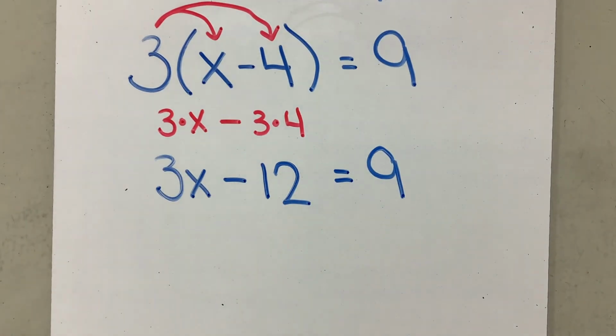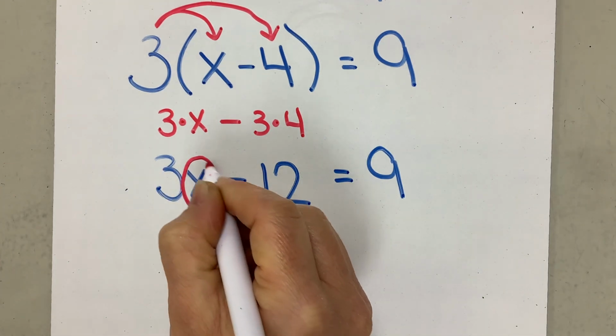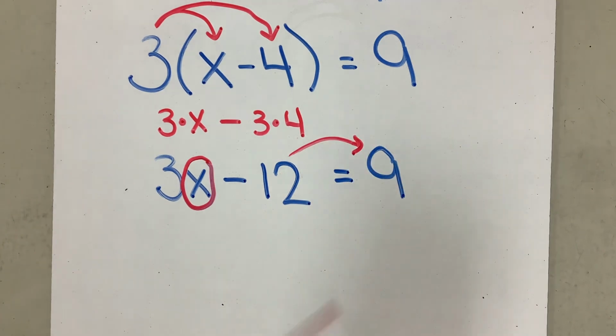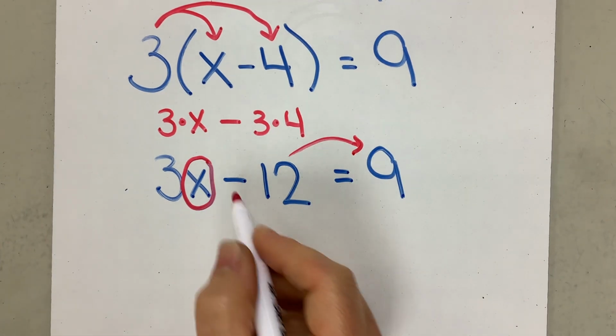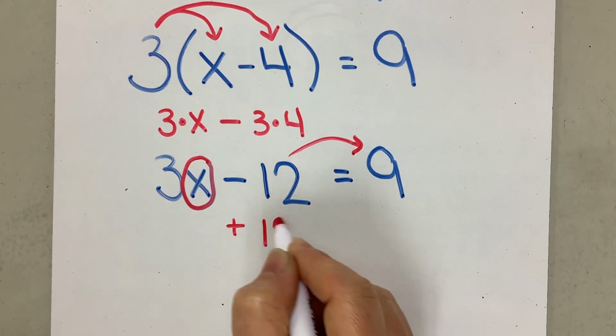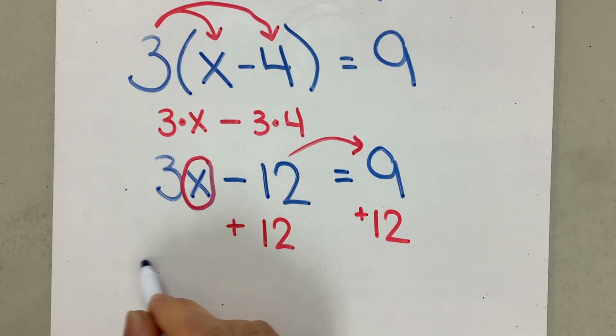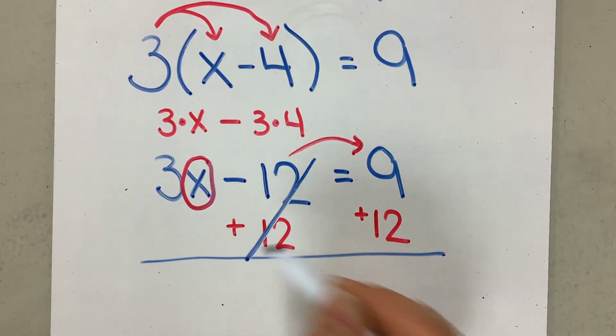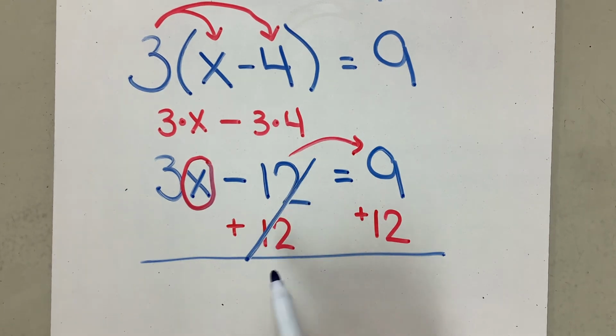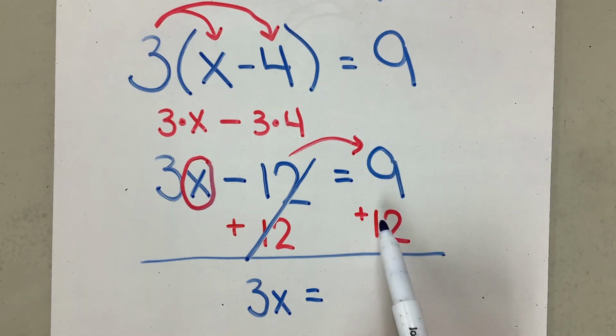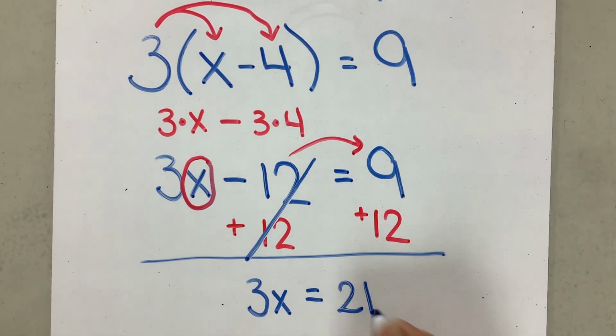But now we have one of the two-step problems that we're able to solve. I want to get x alone. I need to move that negative 12 or minus 12 to the other side. To do that, we have to do the inverse operation. The inverse of a minus is going to be a plus. So we're going to add 12 to both sides. When I do that, I form a zero pair. Plus 12 minus 12 goes away, leaving us with the 3x equals, and then 9 plus 12, which is 21.